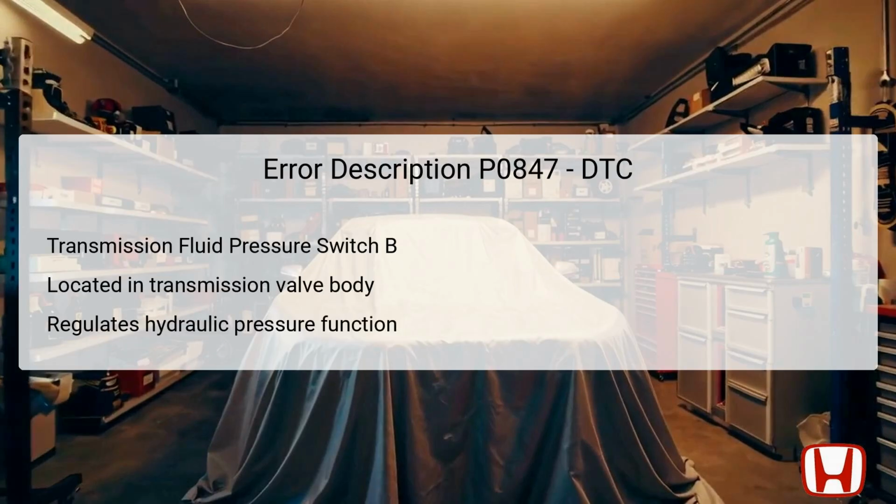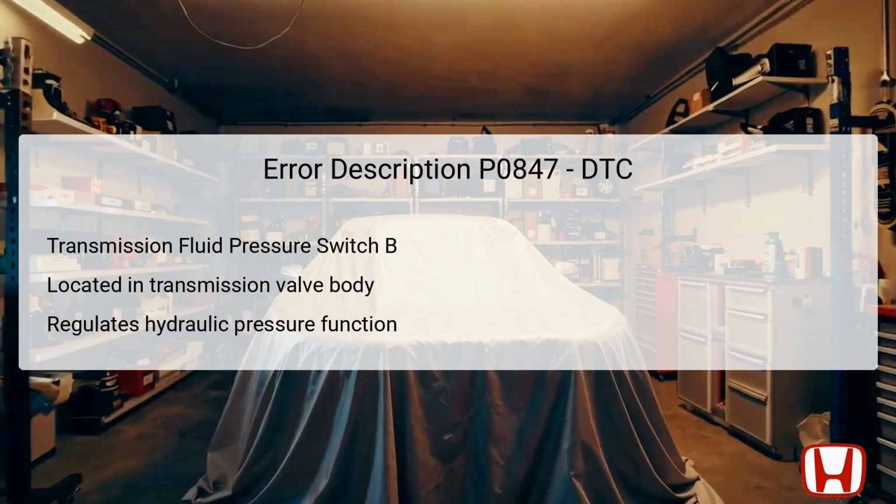DTC P0847 emerges when the transmission fluid pressure switch B, associated with the third clutch, experiences electrical circuit problems, suggesting a concern either with the circuit wiring or the switch itself. This switch is integral for monitoring the fluid pressure within the transmission system, as inadequate pressure can result in poor shifting performance. Typically found on the valve body, its role is to relay pressure information to the powertrain control module, PCM, to effectively manage engine and transmission operations.